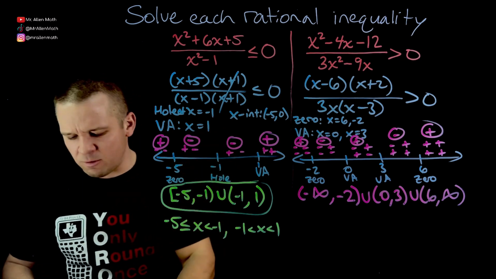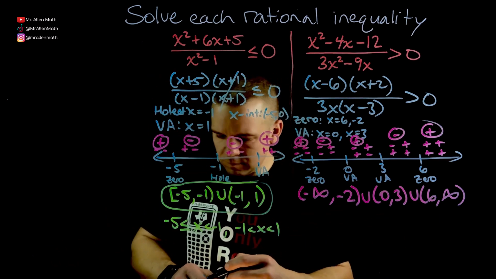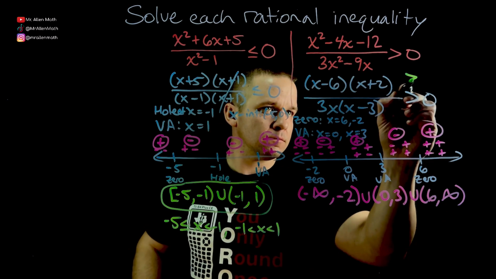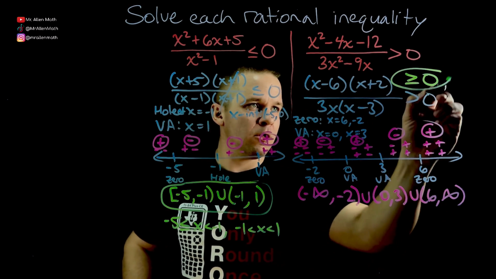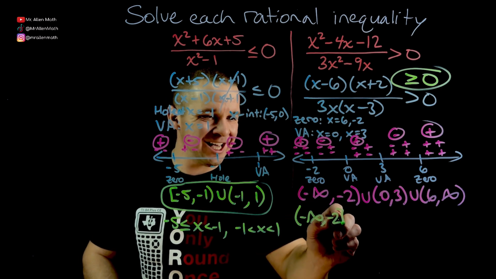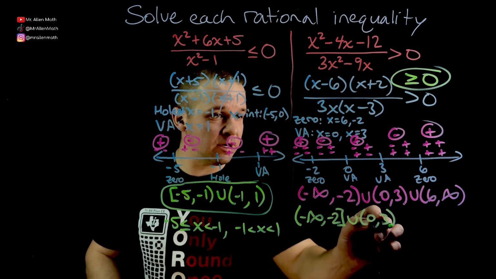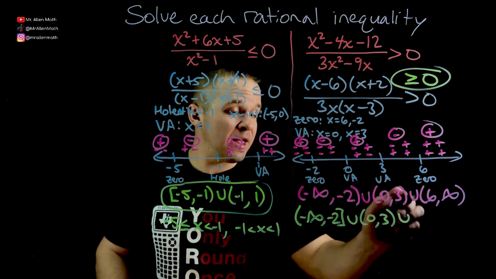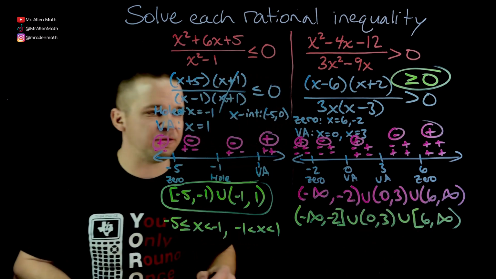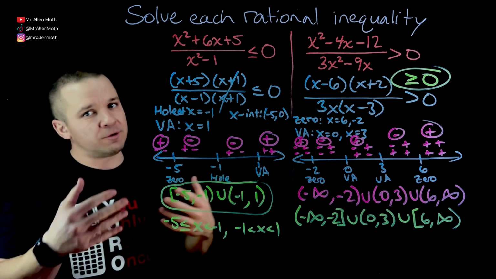I think this is better than doing the inequality notation. But let's just say it was greater than or equal to. Actually, let me do this in green. So if it were greater than or equal to 0, this is the little what if right now. This would be negative infinity to negative 2, including that negative 2. 0 and 3 would still not be included as they are vertical asymptotes. And then my 0 here, I'm going to include that 6 and then not the infinity. Okay, so that's the difference if it were greater than or equal to versus just greater than. I know there's some confusion there a handful of times.